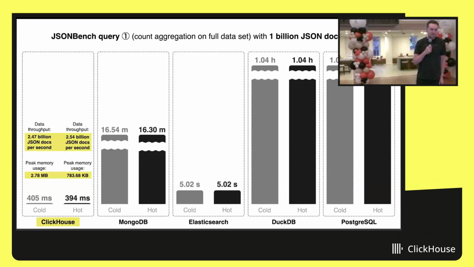Okay, now let's take a look at the first query from JSON Bench, an aggregation on the entire data set. ClickHouse does it in 400 milliseconds, and also uses less than 3 megabytes of memory. Elasticsearch takes 5 seconds to process this data. Not bad, by the way, but not good compared to ClickHouse. DuckDB will take more than 1 hour, and Postgres will take more than 1 hour.